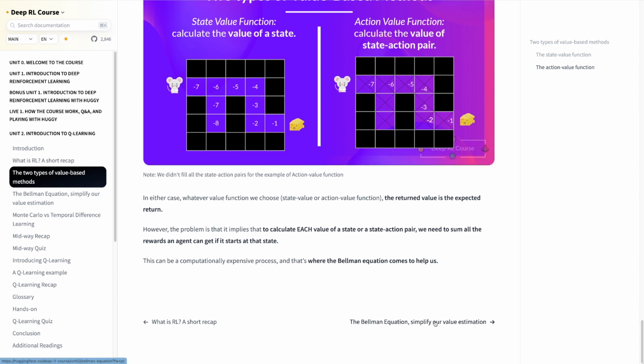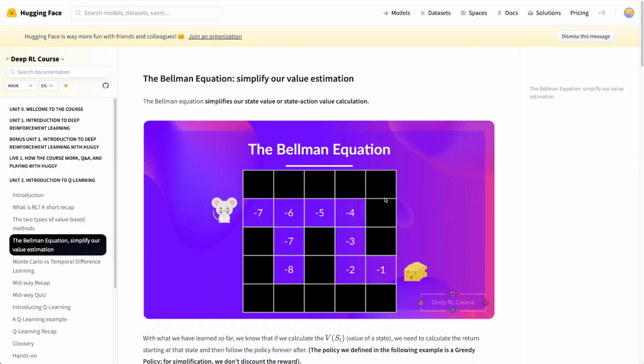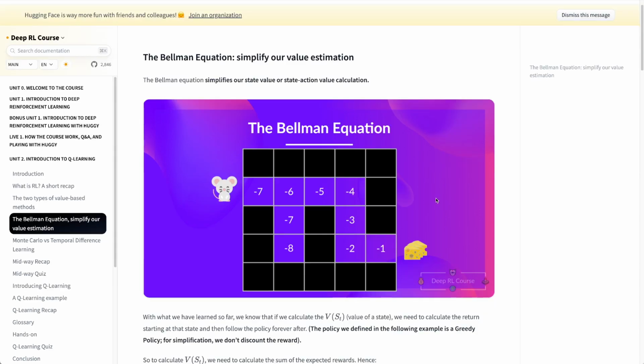Maybe the Bellman equation can help us here. The Bellman equation simplifies our value estimation. So the Bellman equation simplifies our state value or state action value calculation.